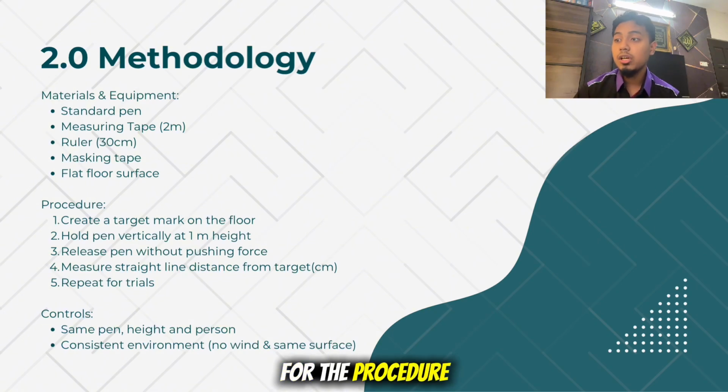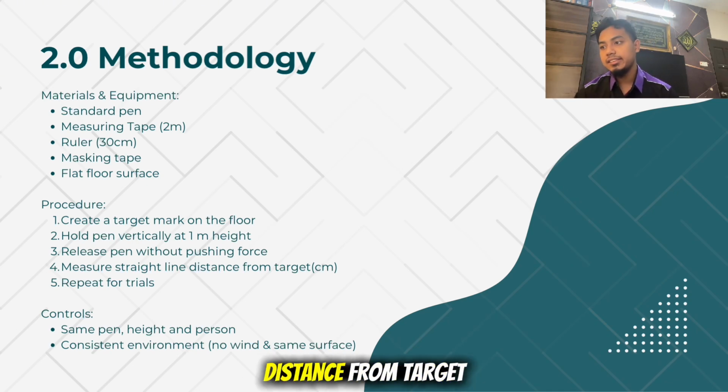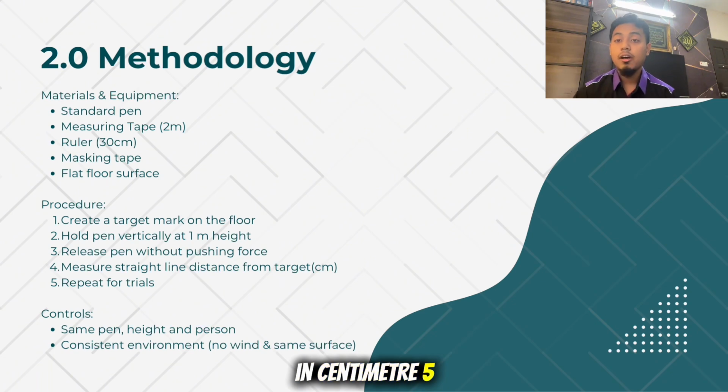For the procedure, first we have to create a target marker on the floor. Second, we hold the pen vertically at 1 meter height. Third, release the pen without pushing force. Fourth, measure the straight line distance from the target in centimeters. Fifth, repeat these steps until 25 trials of data are obtained.